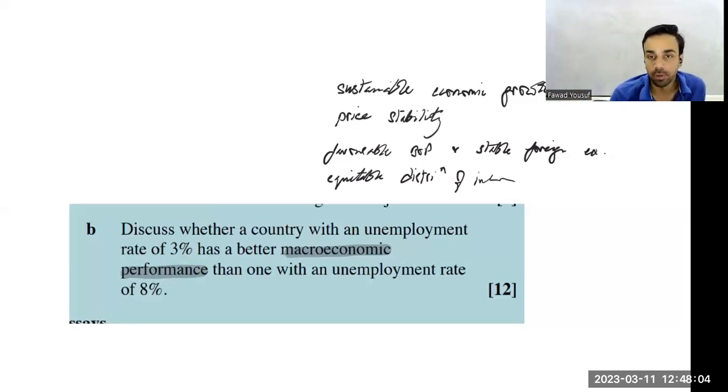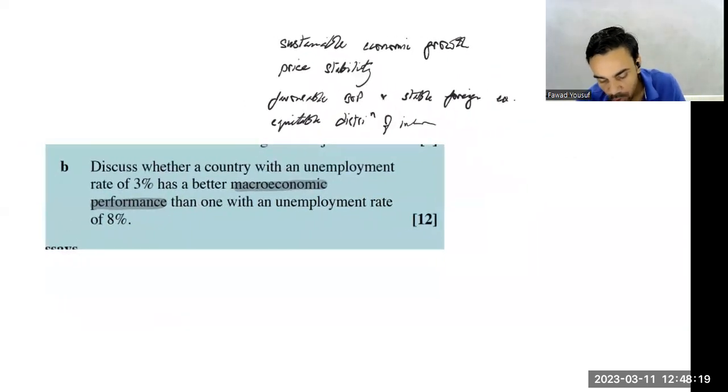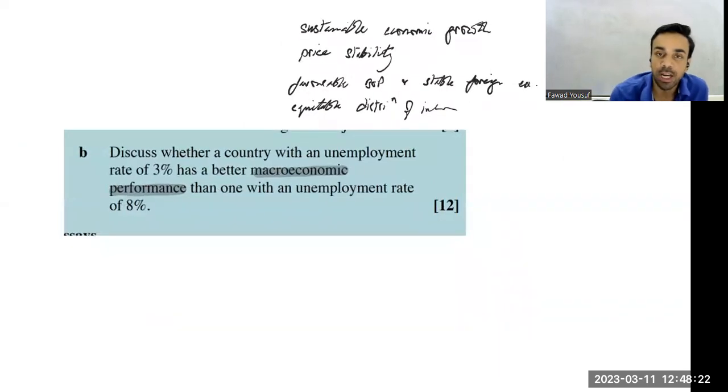macroeconomic aims. But what is the discussion over here? Is 3% better, or is 8% better? I want to argue on both sides before giving my evaluation on this one. Now, what is the good thing about 3%? Well, the good thing about 3% is a lot of people are working. A lot of people are making income. A lot of people are spending. I would suspect the economic growth rate would be good.